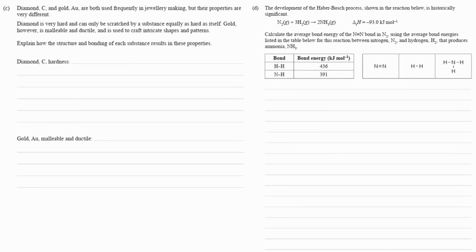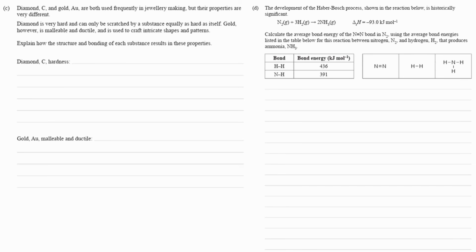Okay, the next question. Looks like we're looking at substances again. Diamond, that's carbon, and gold, Au, are both used frequently in jewelry making, but their properties are very different. Diamond is very hard and can only be scratched by a substance equally as hard as itself. Gold, however, is malleable and ductile and used to craft intricate, tiny shapes and patterns. Explain how the structure and bonding of each of these substances relate to the properties. Now, the whole first 2 sentences are just context, so you can ignore those.